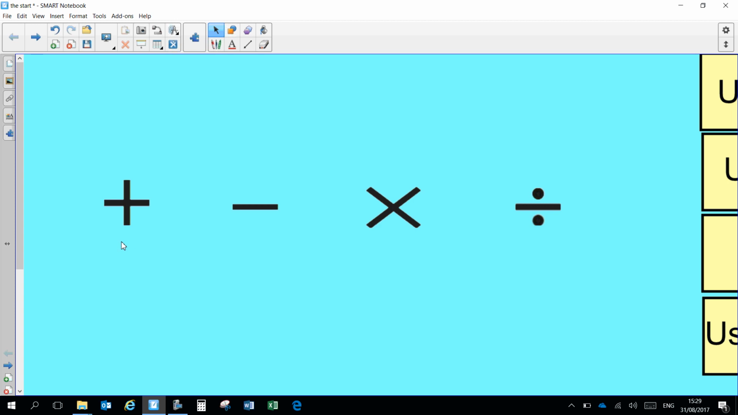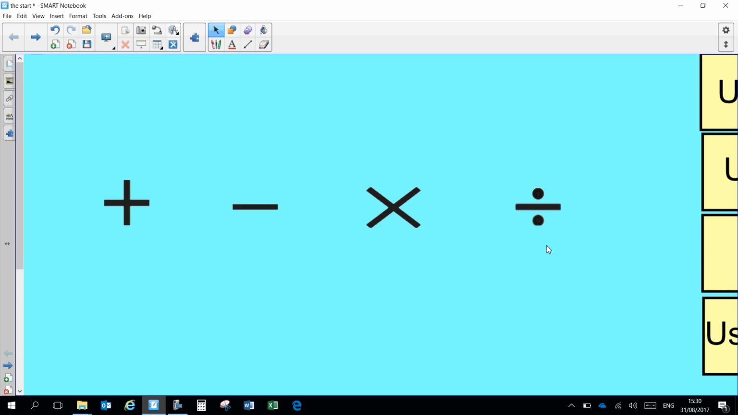Now, there is something we'll do later on called BODMAS or BIDMAS, and that's called the order of operations. That's when you might have an equation with two or more of these operations in, and you have to do them in a certain order. But that's for another lesson. Let's get back to these four.